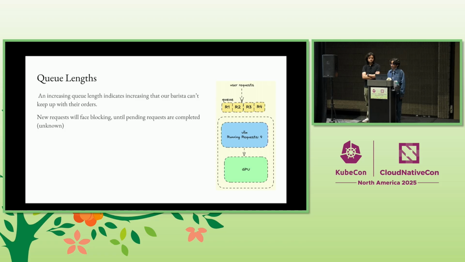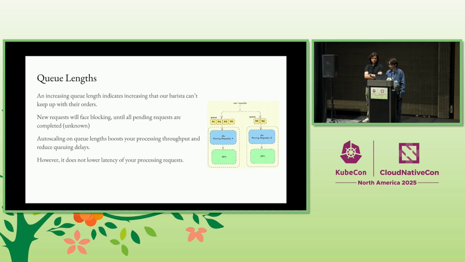Queue length, as it turns out, is a really good metric of your load. An increasing queue length indicates that our barista is not being able to keep up with their orders. Any new requests are going to face blocking until all pending requests are completed, which is unknown to us. As a result, auto-scaling on queue lengths can help boost your processing throughput because the new machine can start to take up some of that load. And this can reduce queuing delays in the process as well.